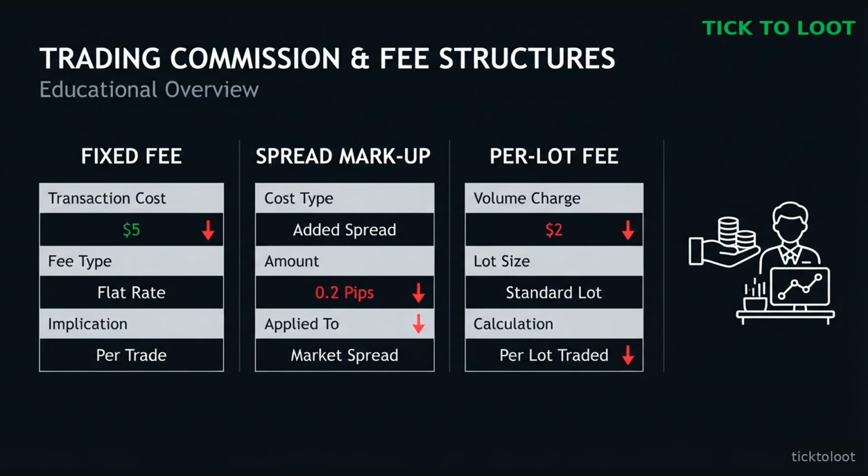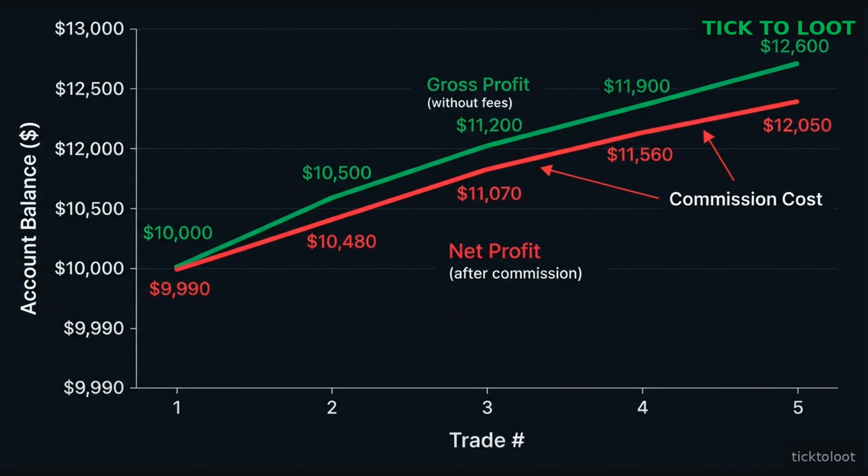Understanding which model a broker uses helps you predict the exact cost of any trade, because each model reacts differently to trade size, frequency, and market volatility. In the next scene, we'll see why those costs matter for your bottom line. Why do commissions matter to trade profitability?